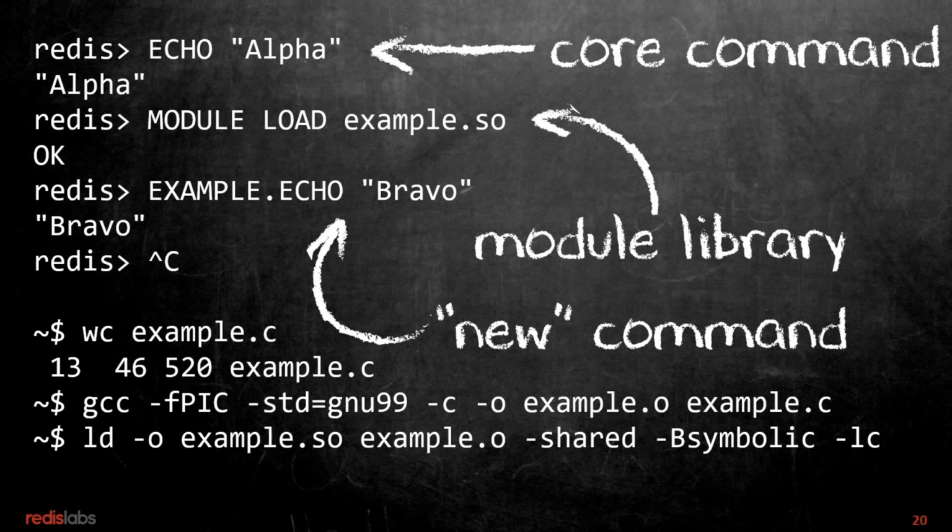Just to whet your appetite on what it means to write a module, this example library is implemented in a single file called example.c, and it has only 13 lines, so it's pretty short. It shows you that writing a module is very, very simple. It doesn't have to be something complex. And these two last lines show you how you can actually go ahead and compile and link your module. And that's all you need to do in order to write a module. Pretty impressive and very powerful.